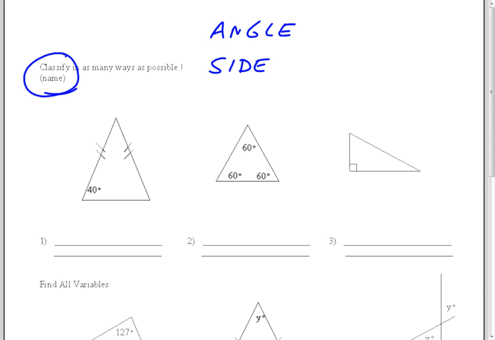In our case today, we're going to be using the words that we learned in section 4.1. What do the slash marks indicate in number 1? Congruency.